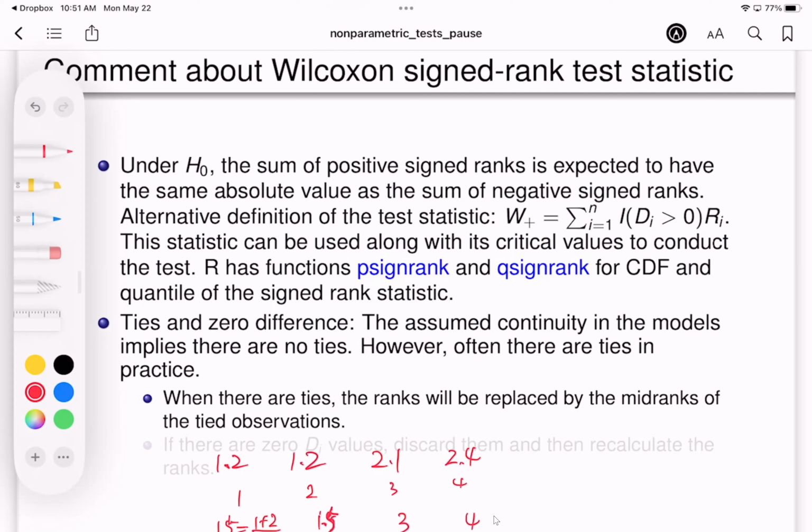So mid-rank basically means that when we consider the ranking, we will average all those ranks you would have assigned. Okay, so that's about the mid-rank.